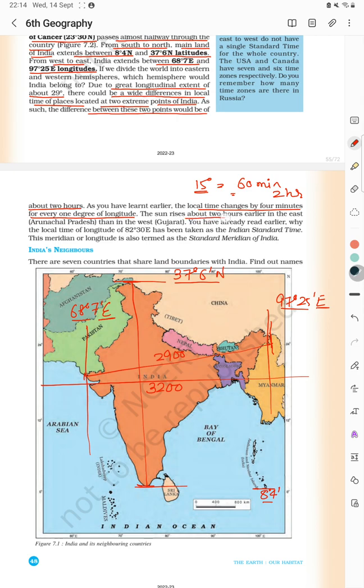The sun rises about 2 hours early in the east, that is Arunachal Pradesh, than in the west Gujarat. So this time of this place will be 2 hours ahead of this time at this place. We have already read earlier why the local time of longitude of 82.5 degree east has been taken as the Indian Standard Time. This meridian or longitude is known as Standard Meridian of India. The Standard Meridian of India passes through approximately from here. So this is 82 degree 30 minute east. This is the Standard Meridian of India.